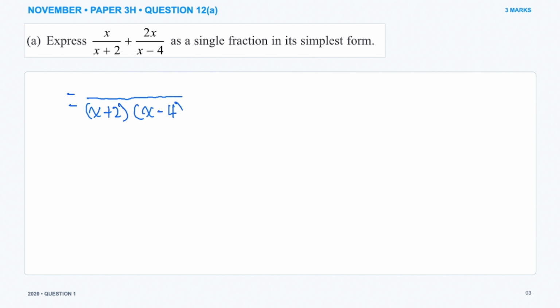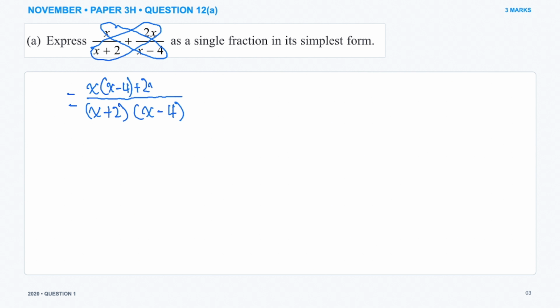So we're going to have x plus 2 multiplied by x minus 4 for the denominator. So what do we put for the numerator? We're going to use something called the butterfly method. What we're going to do with this method, we're going to choose a numerator, in which I'm going to choose x because it's the first one, and I'm going to multiply it by the other denominator, which is x minus 4.